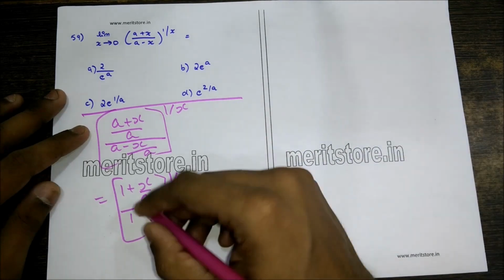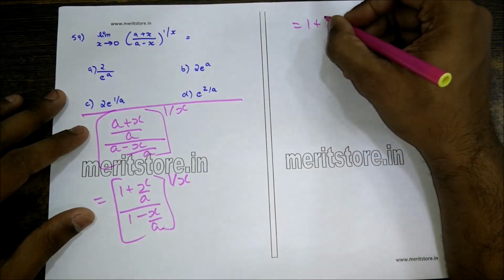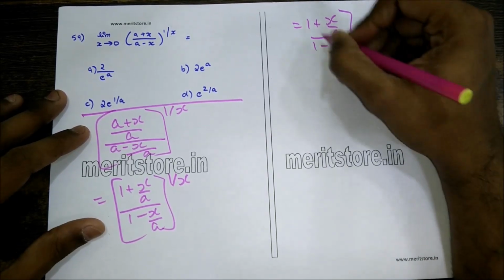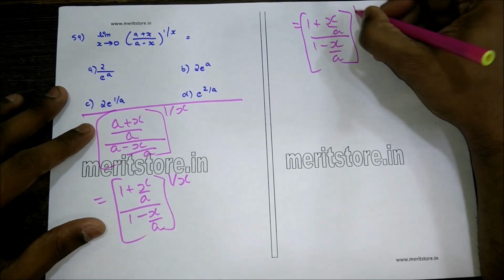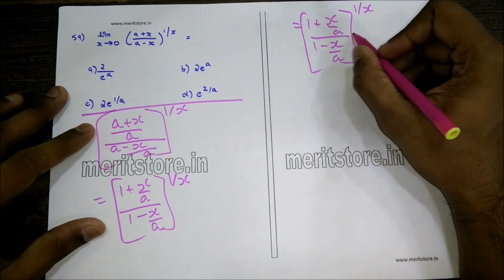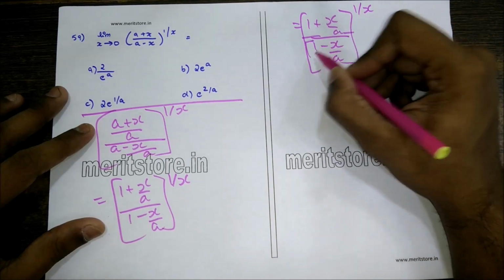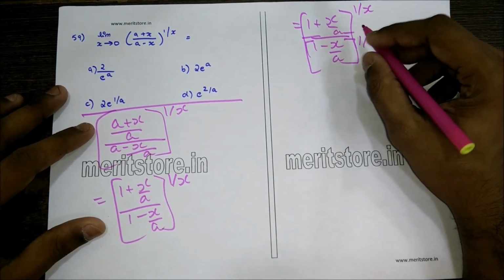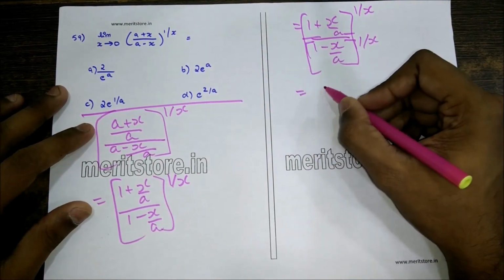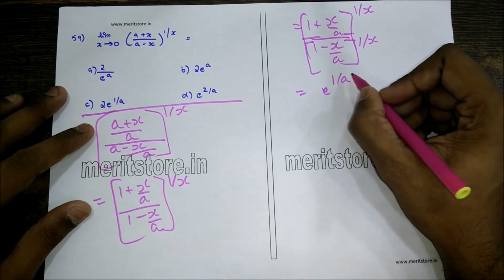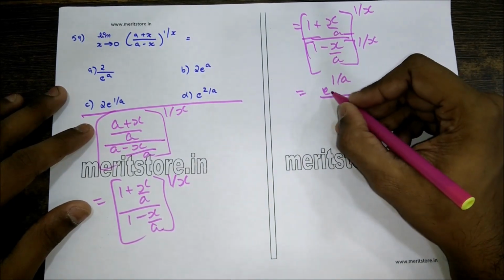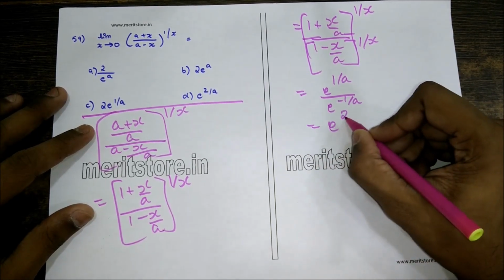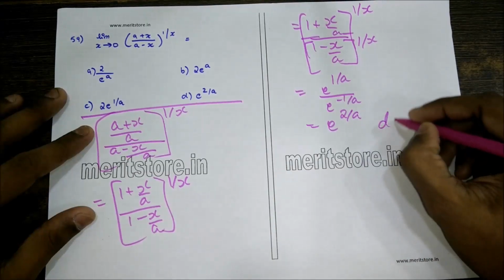On applying and solving it further, we have (1 plus x by a) upon (1 minus x by a), the whole raised to 1 by x. Now what we do is take it individually. So we'll have the numerator raised to 1 by x and denominator raised to 1 by x. On applying the limits for these terms, we get e raised to 1 by a and denominator as e raised to minus 1 by a. So therefore it is e raised to 2 by a, which is option D.